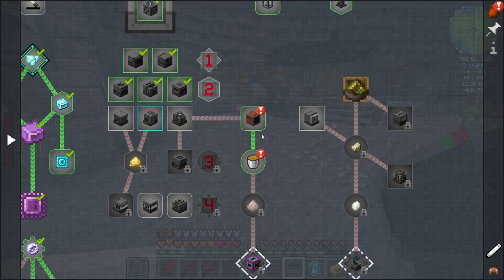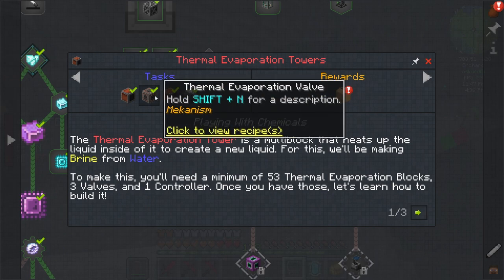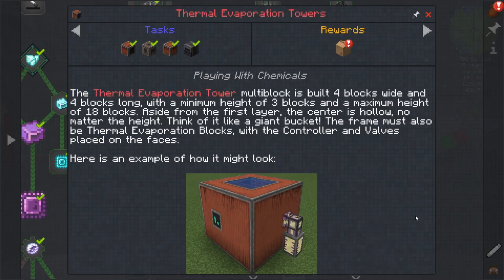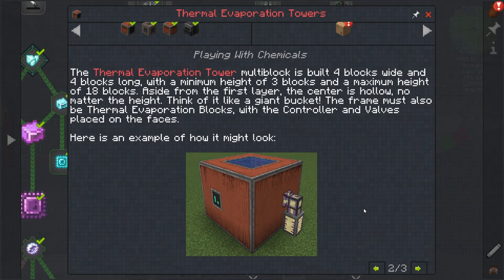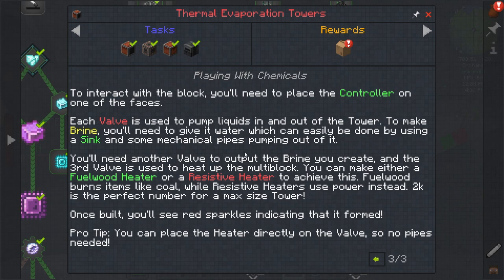Like so. And I think now we have everything. Like, we have an input valve, which brings water in. We have a heater on the other valve. And then one valve is output. I think.